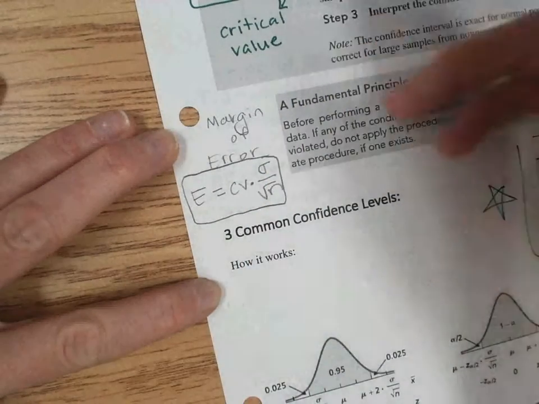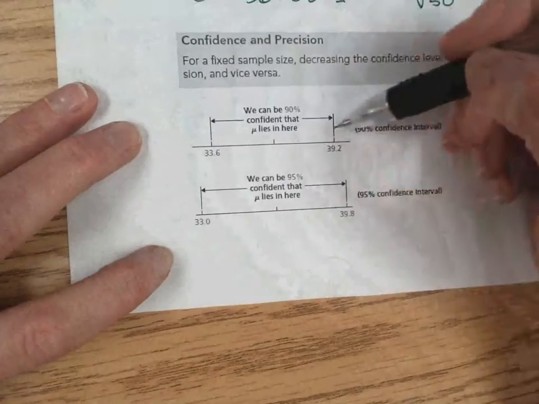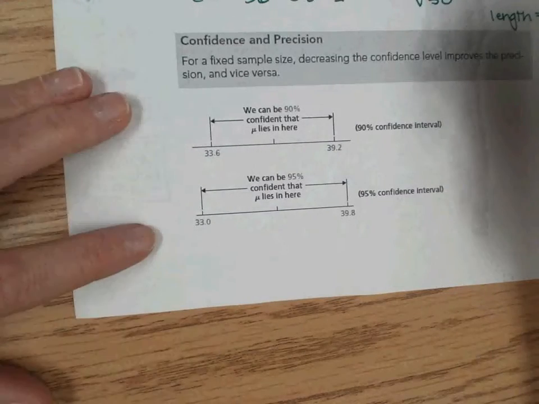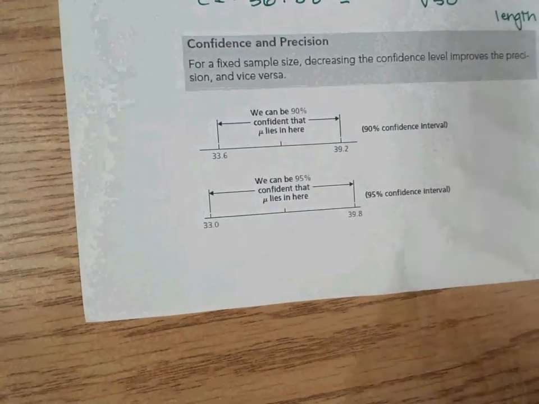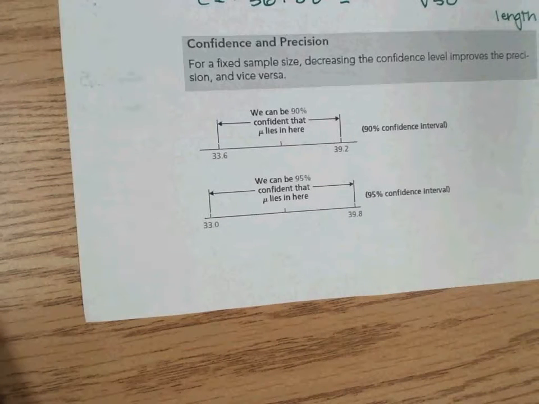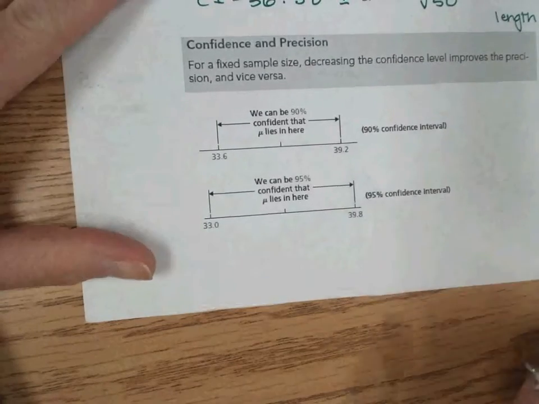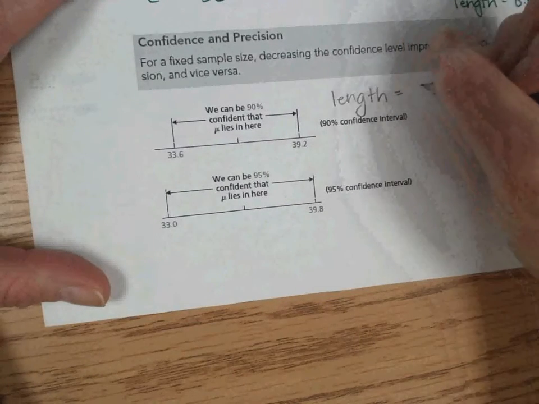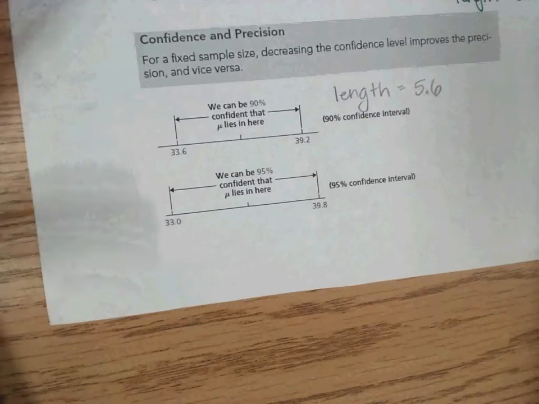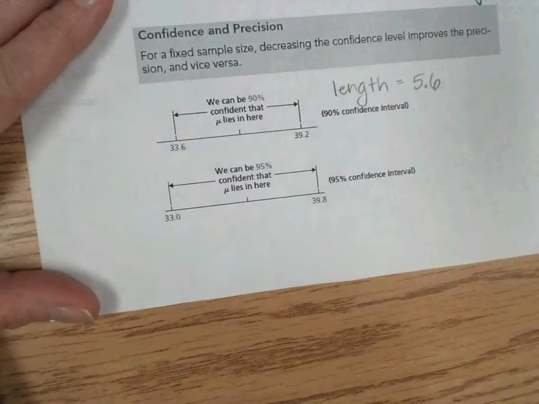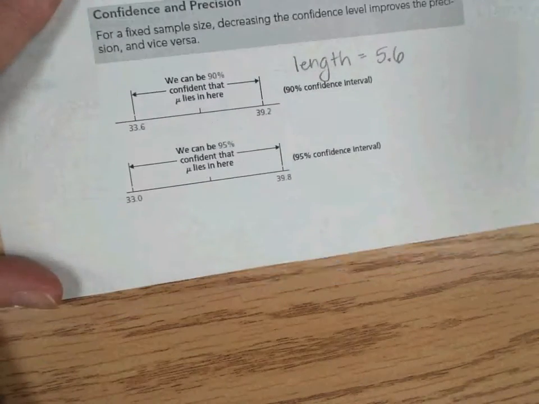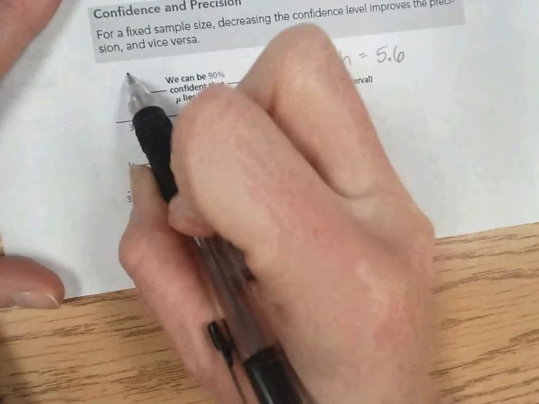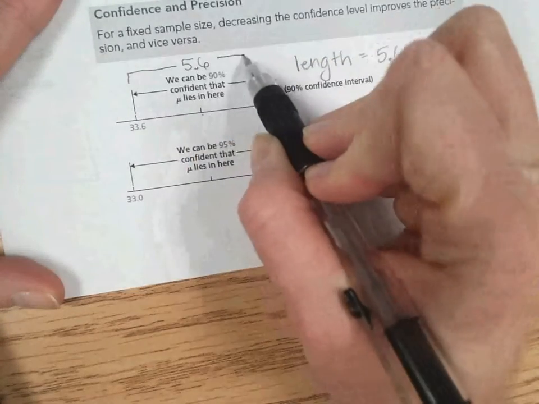Right, so if you think about it in relationship to the length of your confidence interval, here we have a confidence interval. You can find the length by just subtracting your upper bound minus your lower bound. And so you can see here the length of our confidence interval is 5.6. And so the whole thing has a length of 5.6.